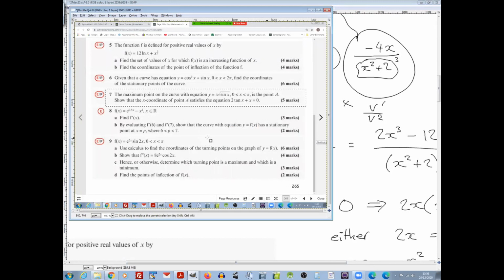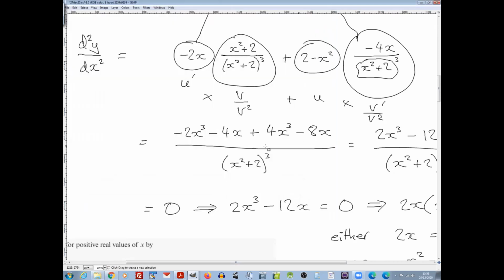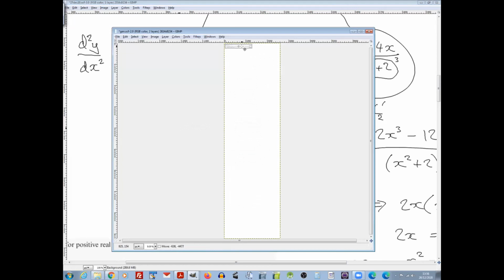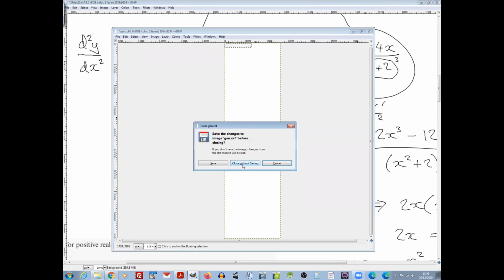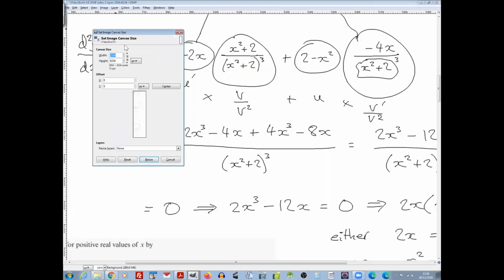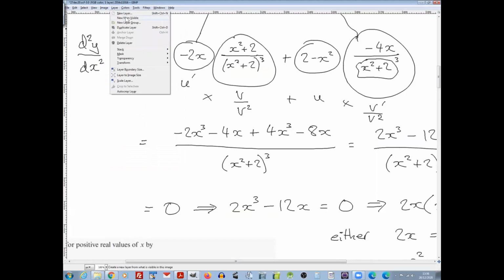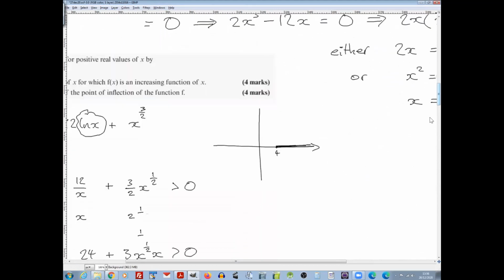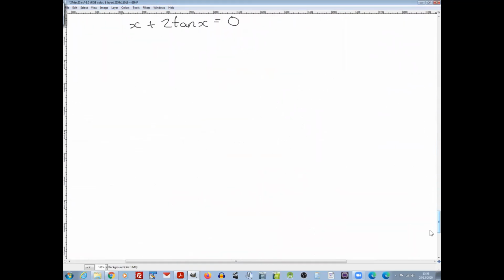Right. Next. Actually, I'm going to get out of the habit of, I'll just do this. Canvas size, height. What the hell? Resize. Fine, we've got some more room. Okay.